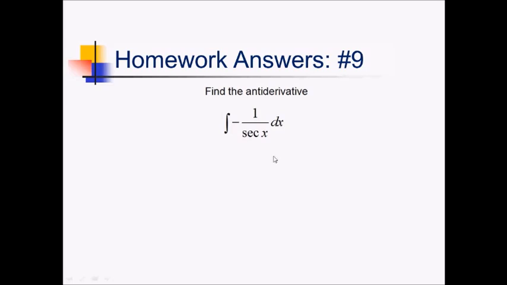For this problem, the key is that we can turn 1 over secant of x into cosine of x, so negative cosine of x. And then the antiderivative of that is just going to be negative sine of x plus c.